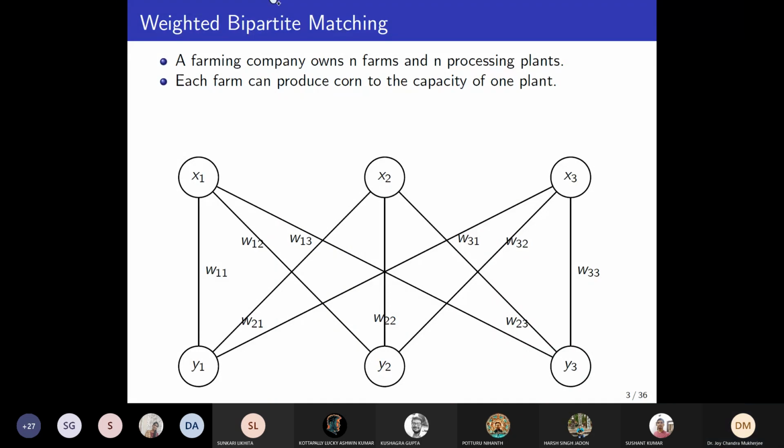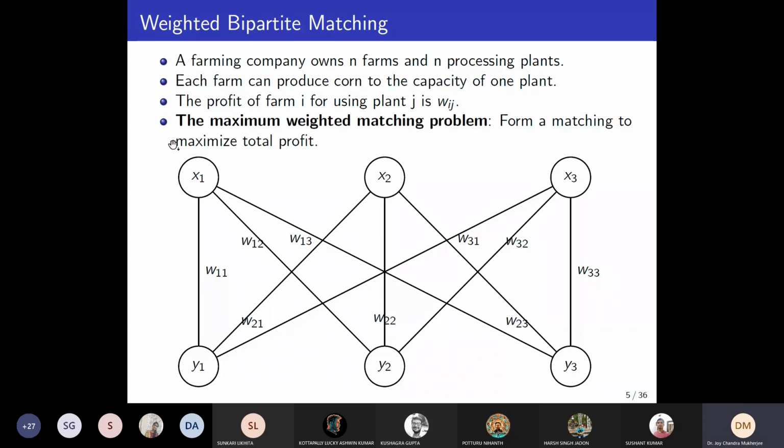So every farm can use the plant fully, and the profit of farm i while using plant j is Wij. Now the maximum weighted matching problem says to form a matching that maximizes the total profit. That means deciding which farm uses which processing plant such that the summation of Wij will be maximum. Okay, and we know this problem as the maximum weighted matching problem.